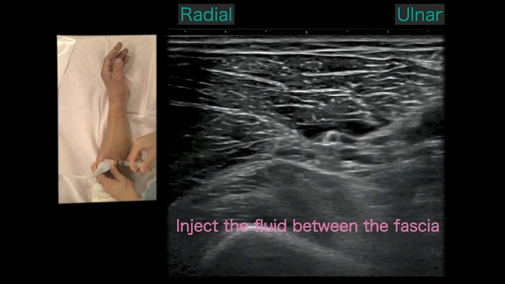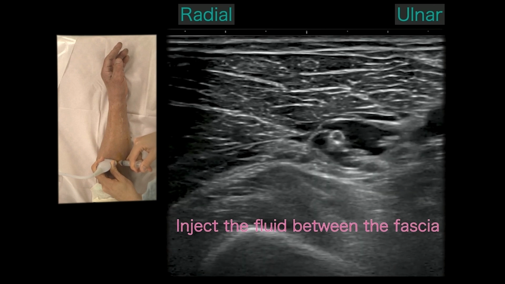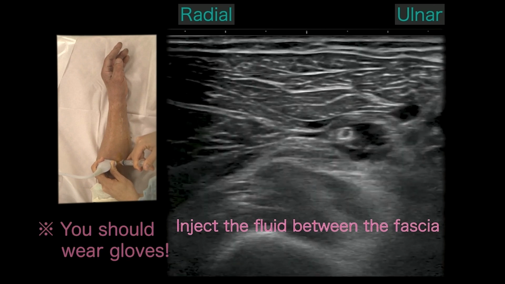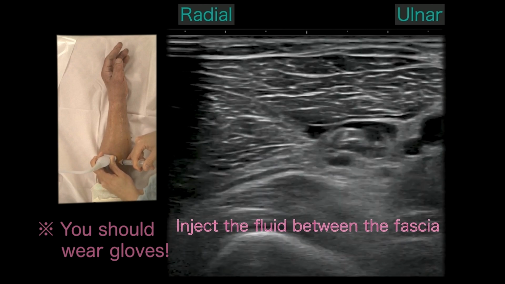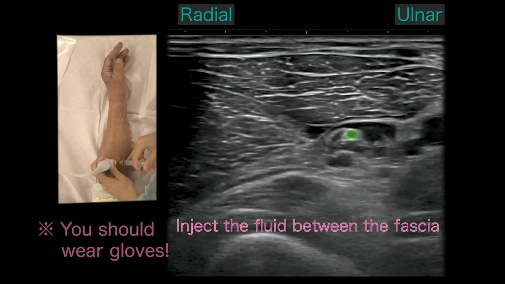Injecting a small amount of fluid will spread the space around the nerve. Continue injecting to surround the nerve bundle with more fluid. You can see the fluid spread around the nerve.